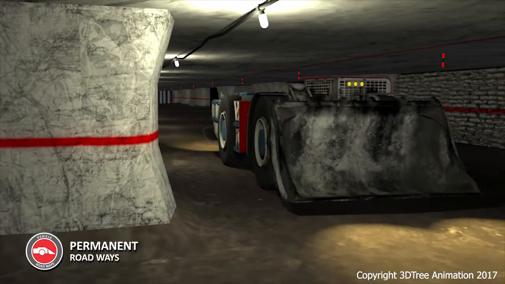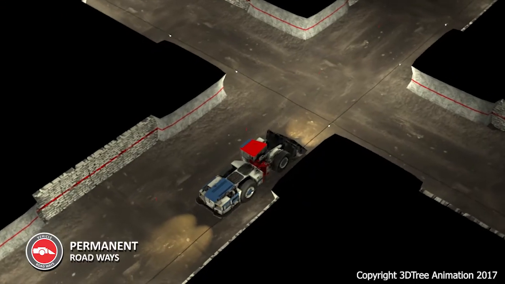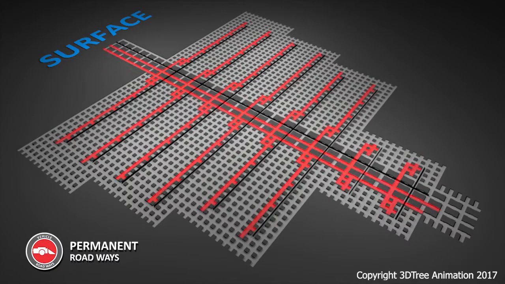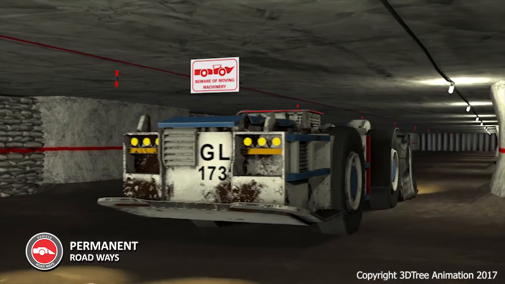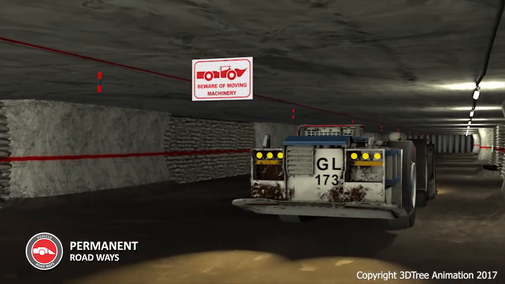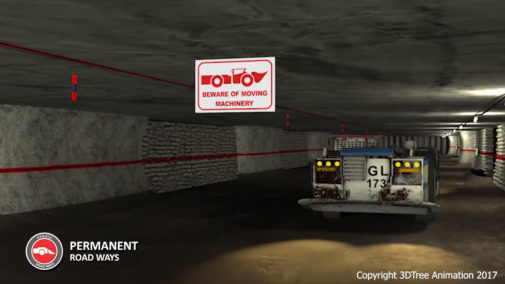Sparkle sticks will always be visible at roadway intersections and crossings. These roadways will also contain signs indicating where refuge chambers are located. You'll also see pedestrian warning signs, indicating that they are not allowed to enter the red demarcated roadway.